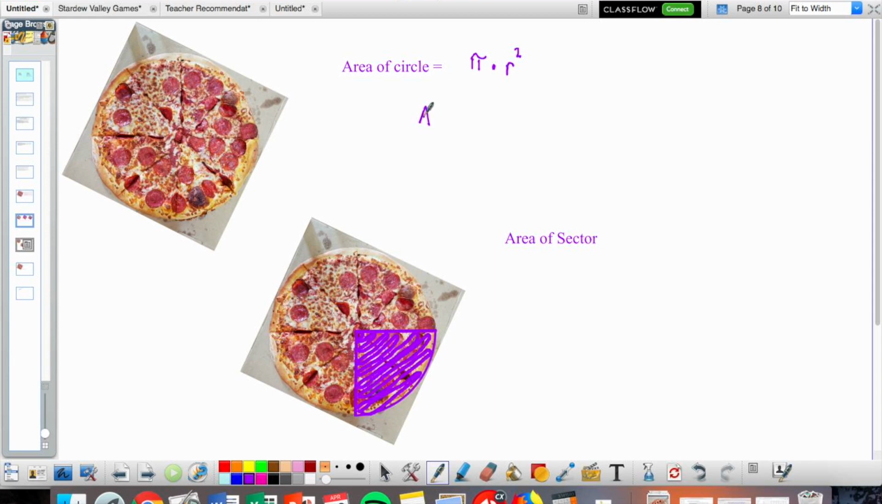So for this pizza, our area is pi times, I prefer to use parentheses, 7 squared, which 7 squared is 49. So I'll write that as 49 pi. That is the exact answer. Sometimes you'll want to leave the answer exact like that, because pi is not 3.14.